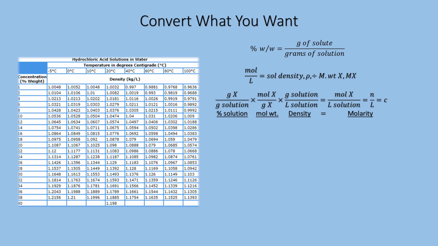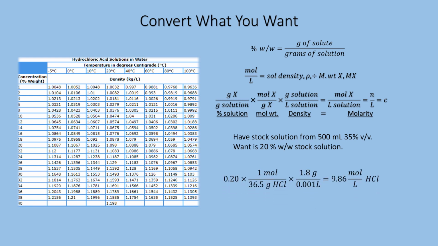Now, based on the 35% volume-to-volume stock solution of 500 milliliters, which needs to be diluted to 20% weight, to reach that 20% weight, based on the equation, 20% being 0.20 grams, divided by the molar weight of the acid of 36.5 grams per mole, multiplied by the density of the acid, which is 1.8 grams per milliliter, will equal 9.86 moles per liter. Now we have the molar concentration of the hydrochloric acid that is wanted.